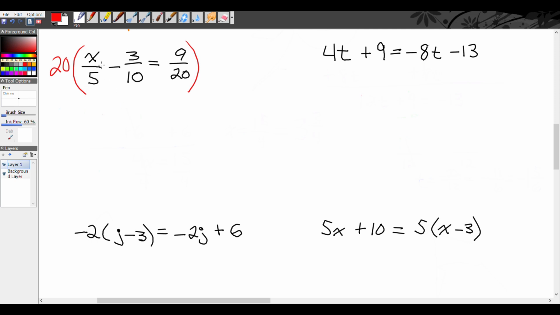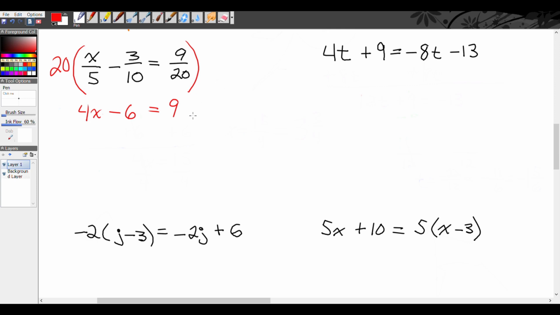So the way you think through this is, let's take a look at the first term, 20 times x over 5. And so you ask, what's 20 divided by 5? 4. So 4 times x is 4x. So now let's move on to the second term. This time we have a 10 as our denominator. So we ask, what's 20 divided by 10? And that's 2. And 2 times negative 3 is negative 6. And then finally, the third term here on the other side of the equation, 20 divided by 20 is 1, and 1 times 9 is 9.